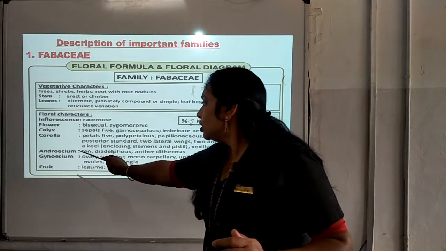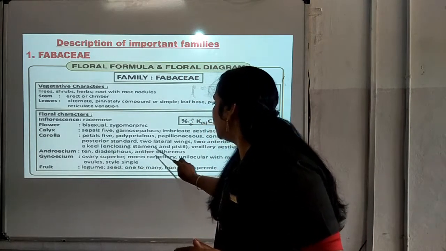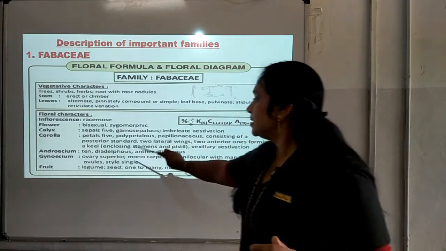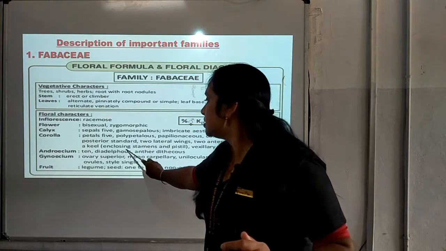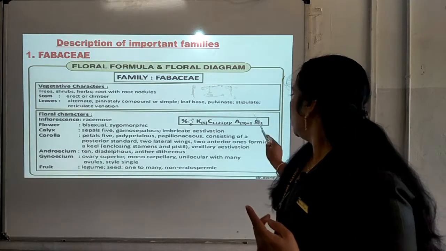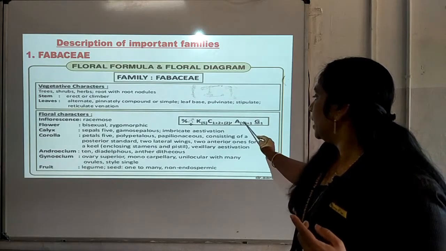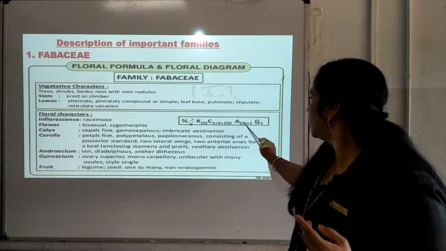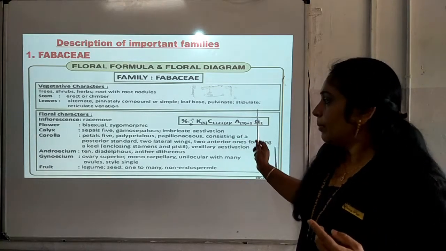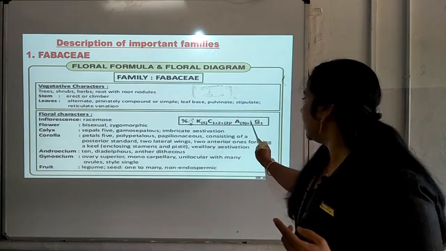Now, Androecium, it is 10 in number, diadelphous, anther dithecous. Androecium 10 in number, 9 plus 1, 10. It has been said to be diadelphous. Already we have studied this term diadelphous, that is 2 bundles are there. One single stamen will be free, and the other 9 will be together, that is why they are united. So 9 plus 1 is the number we can give to Androecium, that is 10, and it is diadelphous. Diadelphous is written like this.